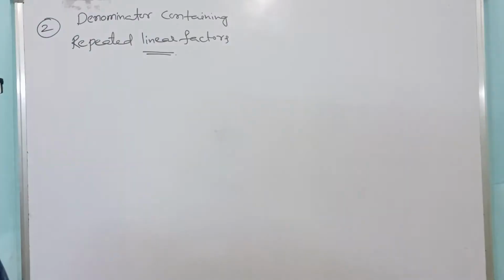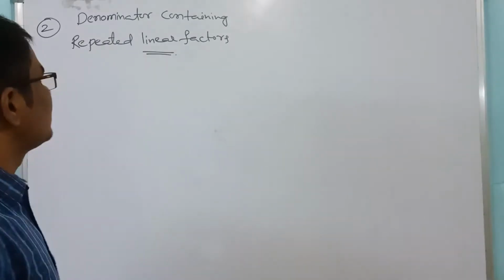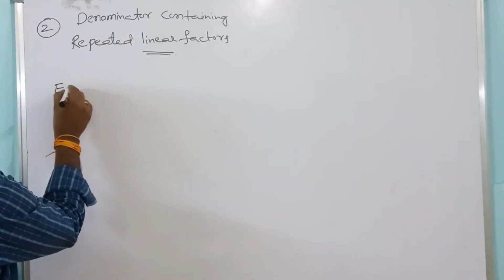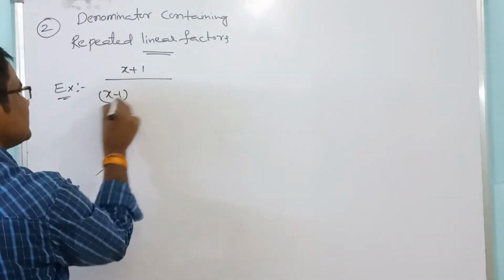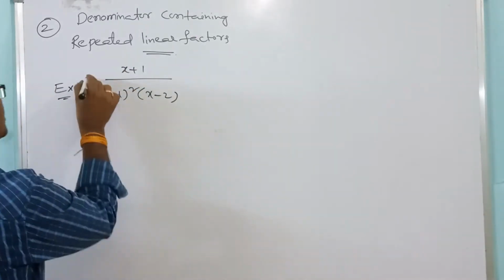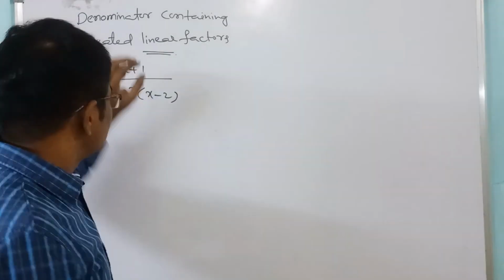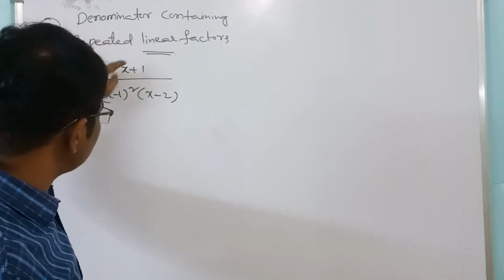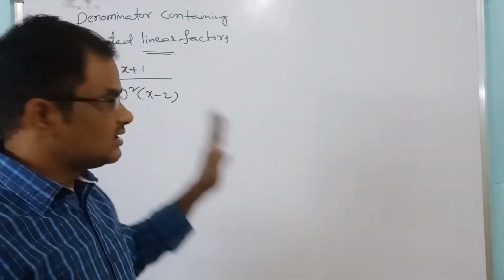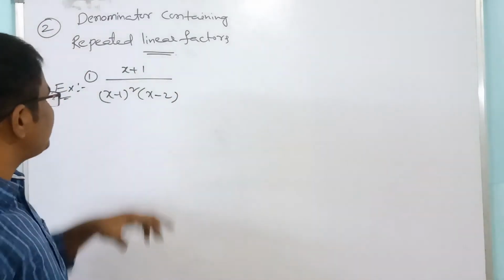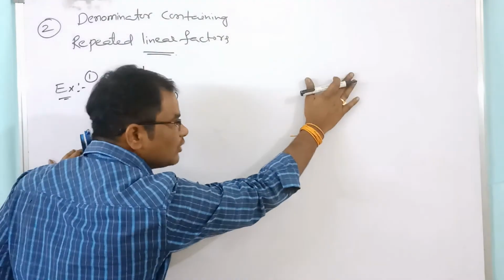Now, denominator containing repeated linear factors. Take one example: x plus 1 by x minus 1 whole square into x minus 2. Once you observe, first of all you check whether it is a proper fraction or not. Degree of numerator is 1, degree of denominator is 3. Here x square, here x. So clearly it is a proper fraction. Then the denominator contains repeated linear factors.